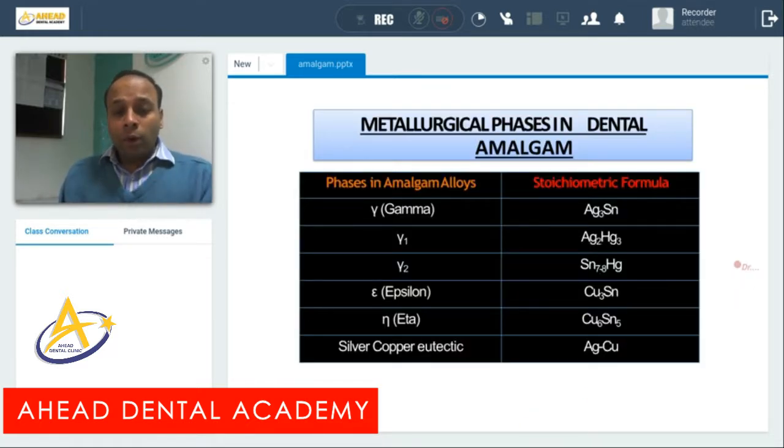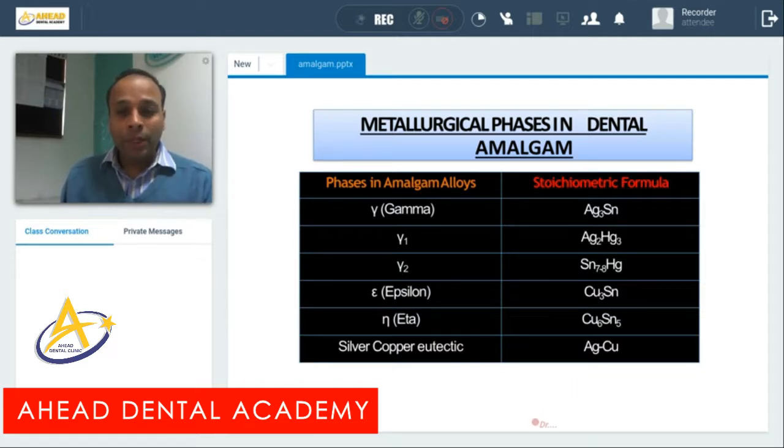Now this is a very important chart. What you can see right now are the different phases of amalgam, like gamma phase, gamma 1 phase, gamma 2 phase, epsilon, eta, and the silver copper eutectic alloy phase, and their stoichiometric formulas. Gamma is the silver tin phase, Ag3Sn. Gamma 1 is the silver mercury phase, Ag2Hg3. Gamma 2 phase, Sn7Hg. Epsilon phase, Cu3Sn. Eta phase, Cu6Sn5, and silver copper eutectic, that is AgCu.